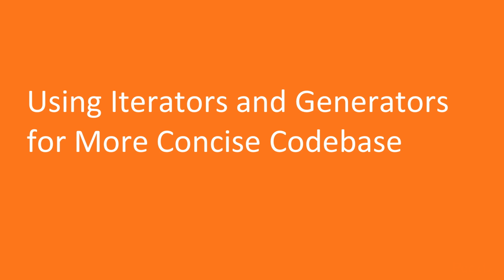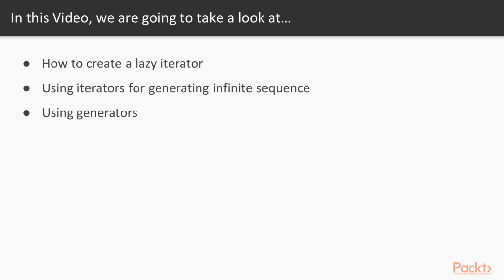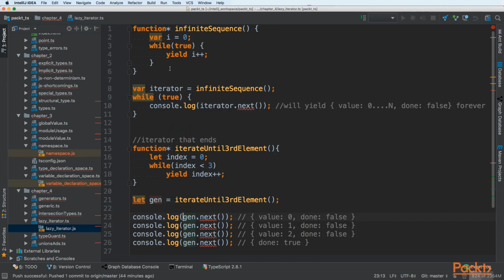And this is the first video of our fourth section. In this video, we'll be using iterators and generators for a more concise code base. Firstly, we'll see how to create a lazy iterator. We'll be using iterators for generating an infinite sequence, and also we'll be using generators. So let's start. Here we have a definition of an iterator in the TypeScript language.